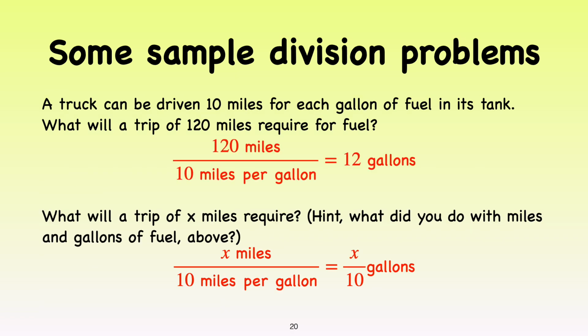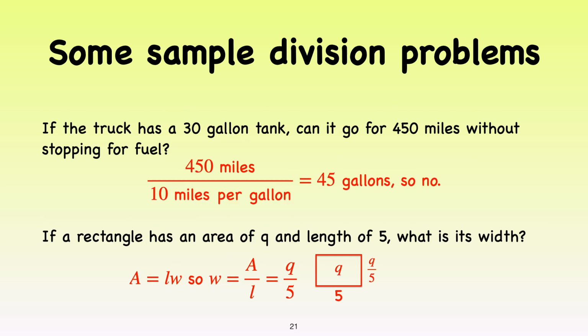Here are the first two. A truck can be driven 10 miles for each gallon of fuel in its tank. What will a trip of 120 miles require for fuel? So 120 miles divided by 10 miles per gallon gives me 12 gallons. You can read this. I'm going to let you do that. Here's the remaining two problems. We're still talking about the same truck.